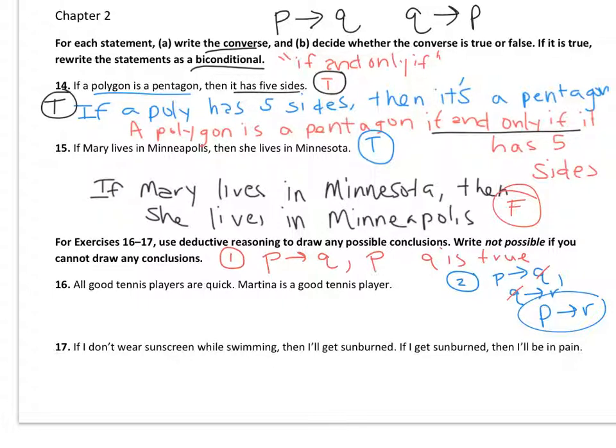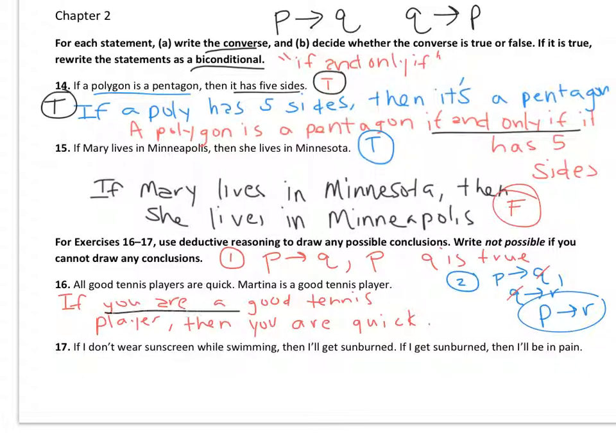So, number 16, all good tennis players are quick. So, you can think of this as if you are a good tennis player, then you are quick. Okay, so looking at this one, let's identify the P and Q. So you are a good tennis player is P. You are quick is Q. So I'm given P implies Q is true.